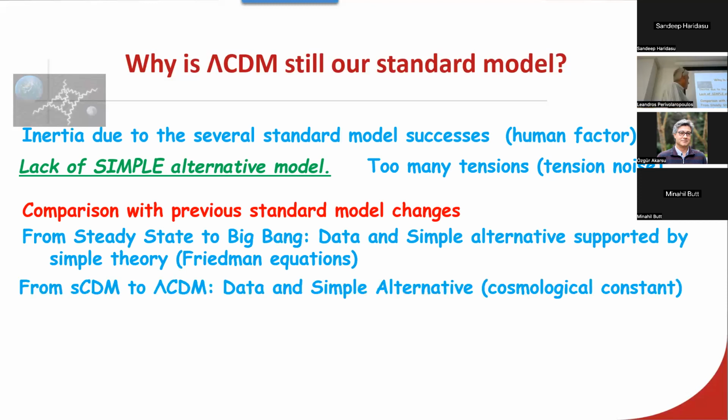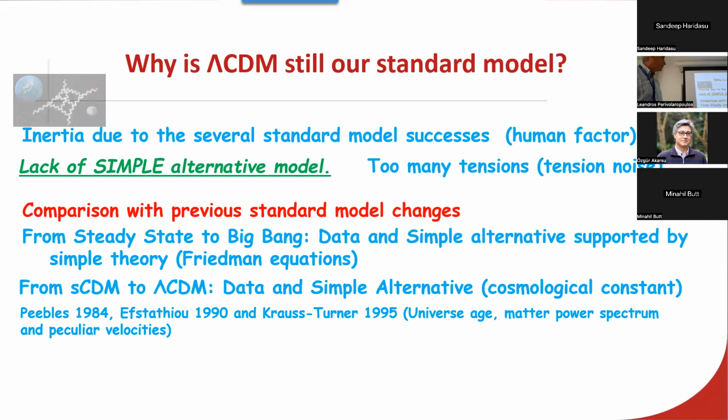Now, from SCDM, the model that we had before, the flat omega dominated flat universe, having only matter and radiation, we went to an additional component, the cosmological constant. Now, the reason was that we had data and a simple alternative to the cosmological constant. We had a simple alternative, very simple. And there were studies, even initially pointed out by people in 1984. Then the start in 1990 pushed towards lambda CDM initially, even though there were very few tests at that time.